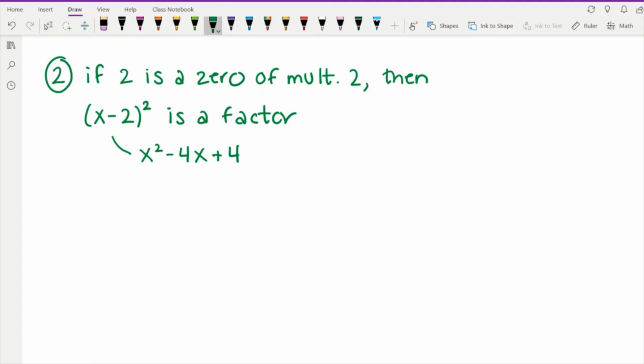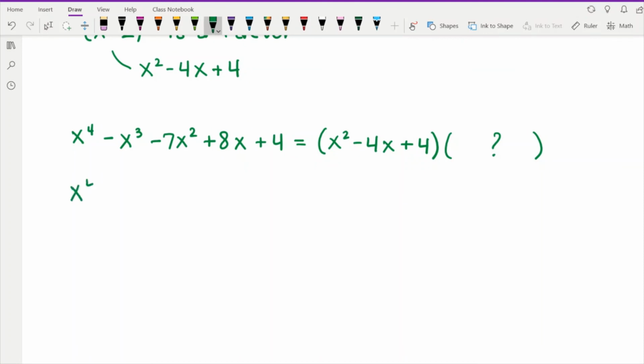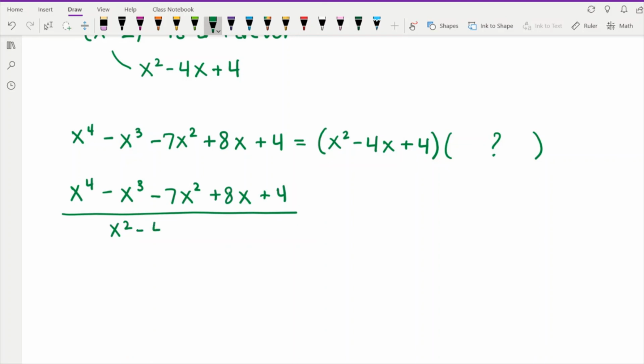Basically, the idea is that the big polynomial we have is x to the 4th minus x cubed minus 7x squared plus 8x plus 4. And if we know that x minus 2 squared is a factor, so x squared minus 4x plus 4 has to be a factor, then that means that we can rewrite our polynomial as x squared minus 4x plus 4 times something. And another way of expressing that is x to the fourth minus x cubed minus 7x squared plus 8x plus 4 divided by x squared minus 4x plus 4. Well, that is going to give us whatever this mystery other factor is. And so that's the division that we're going to have to do.